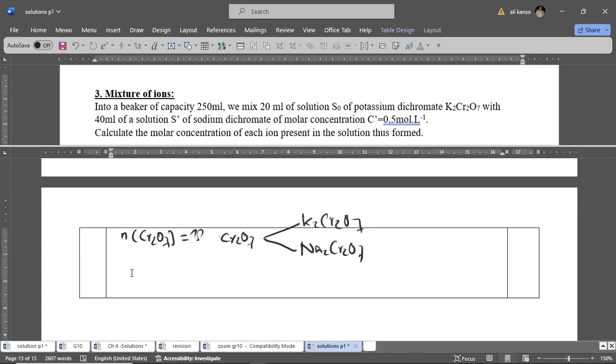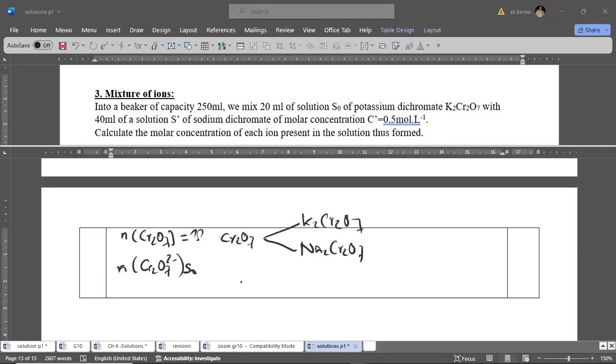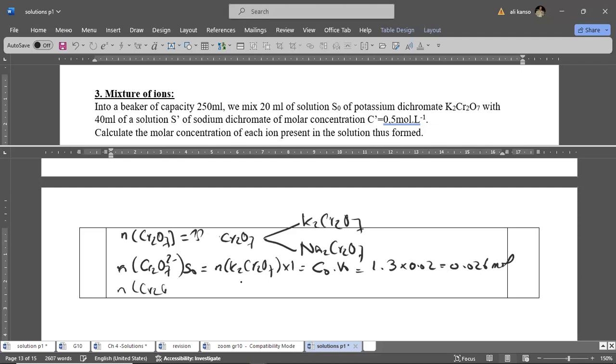N of S0 is the same as N of K2Cr2O7 times 1, which is equal to C0 times V0, equal to 1.3 times the volume taken, which is 0.02. We get 0.026 mole.